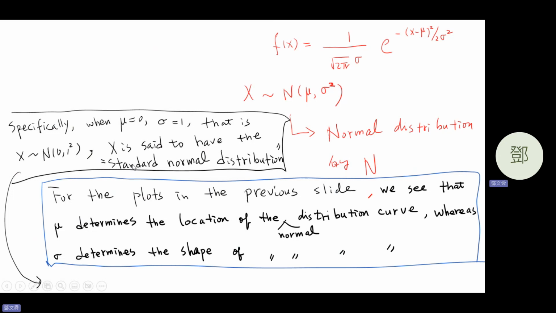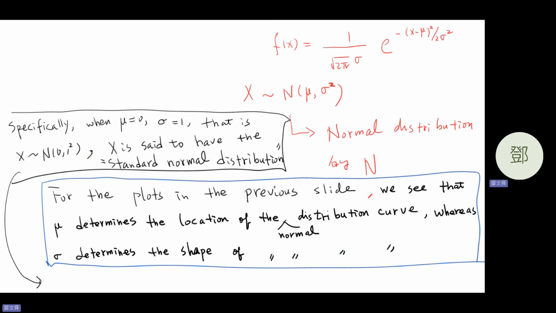Specifically, look at the slide. When mu is 0 and sigma equals 1, that is, x is distributed as N(0, 1 squared), then x is said to have the standard normal distribution. Look at this word, standard. The first parameter is 0, the second parameter is 1.